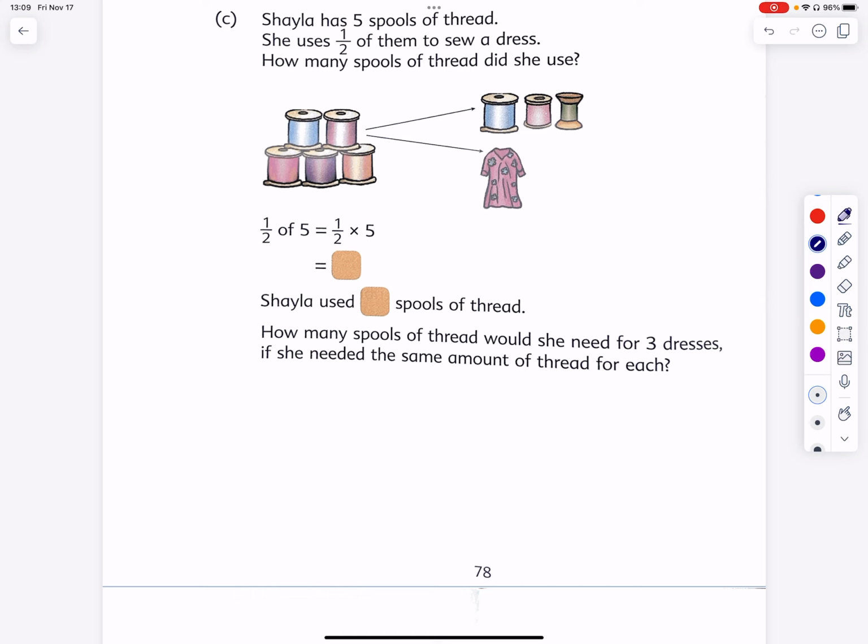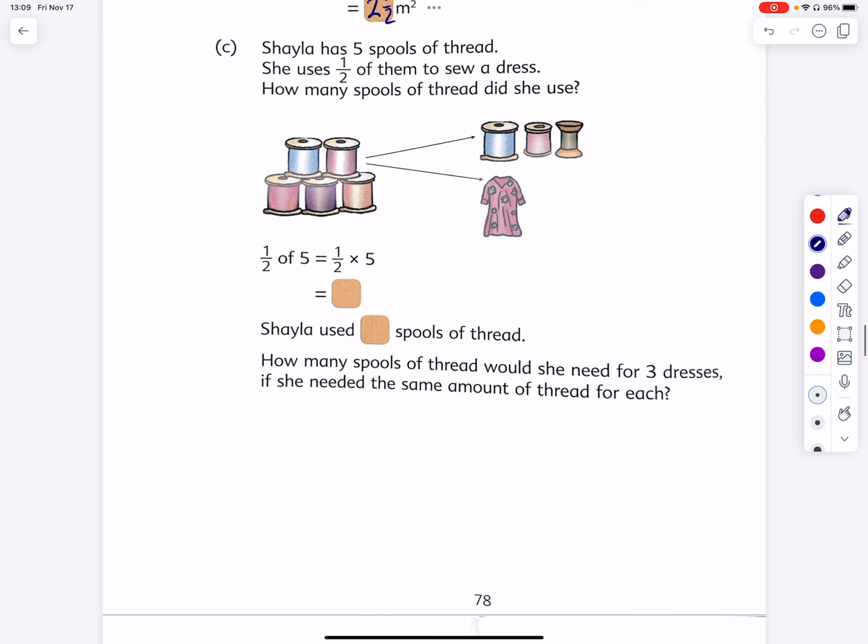Another use case, another word problem. Shayla has 5 spools of thread: 1, 2, 3, 4, 5 spools. She uses half of them to sew a dress. How many spools of thread did she use? Well, it's kind of difficult to divide 5 spools of thread into 2 equal parts, right? To find a half means to divide by 2. But let's try to do this, okay?